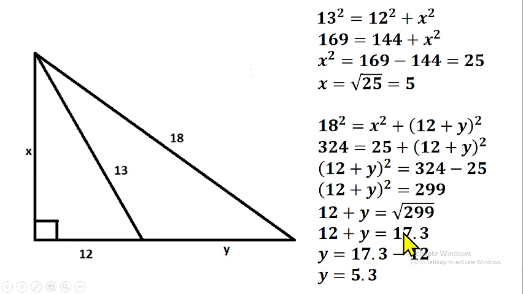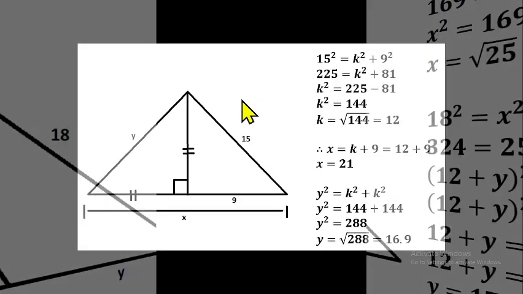So that should give us 12 plus y equals the square root of 299. Square root of 299 is 17.3. Then from there, you can collect like terms. 12 will come to this side. You have y equals 17.3 minus 12. y is going to be 5.3. So that means from here to here is going to be 5.3. So you can see how we resolve this triangle using Pythagoras theorem.